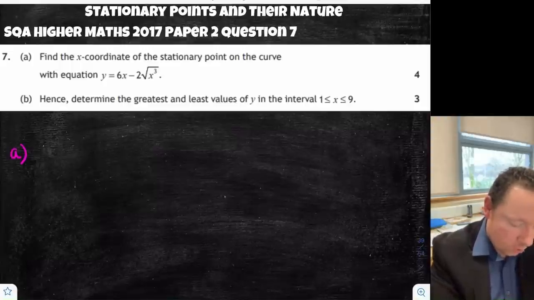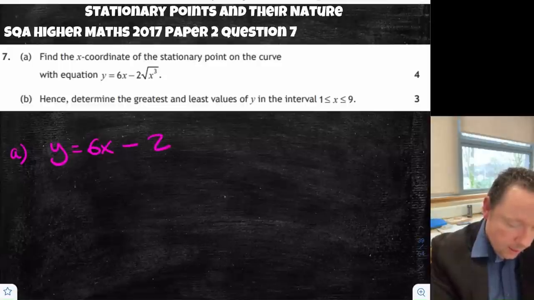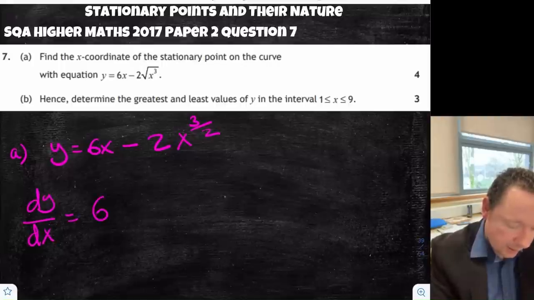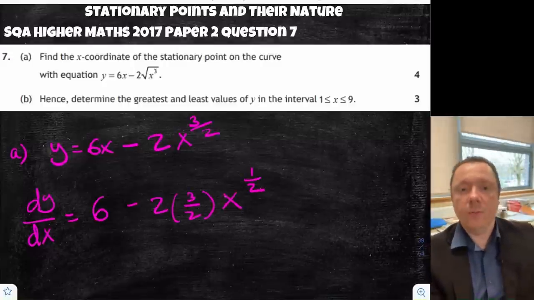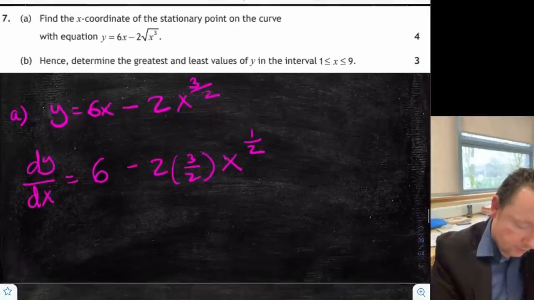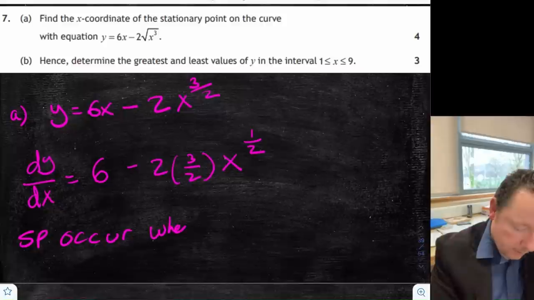So with part A, I've got y equals 6x minus 2 times x cubed. So the cubed comes along for a ride, but it's a square root, so it's over 2. dy by dx then is 6 minus 2 times 3 over 2, x to the half, because I take away 1 from the power, and then we can say that stationary points occur when dy by dx equals 0.